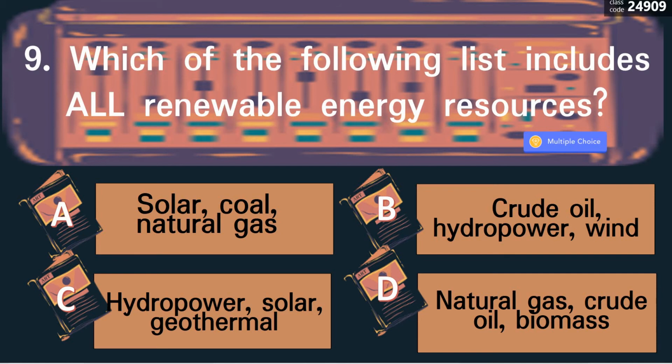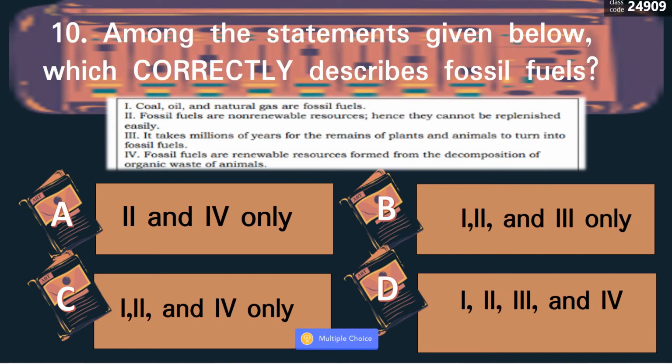Number 9. Which of the following list includes all renewable energy resources? Is it solar, coal, natural gas, crude oil, hydropower, wind, hydropower, solar, geothermal, or natural gas, crude oil, biomass? Very good. It's letter D. Natural gas, crude oil, and biomass. Let's have question number 10.